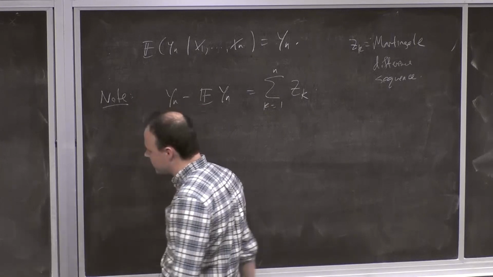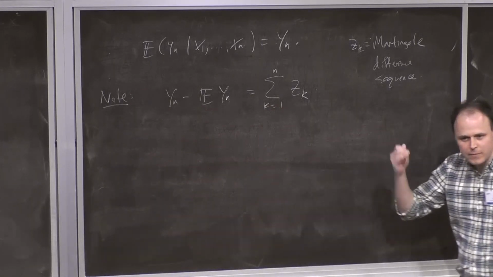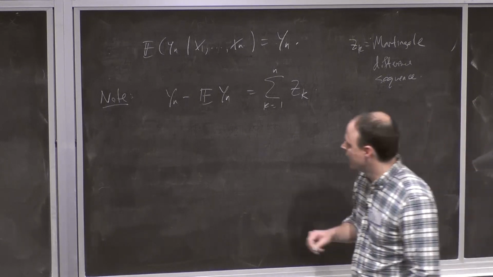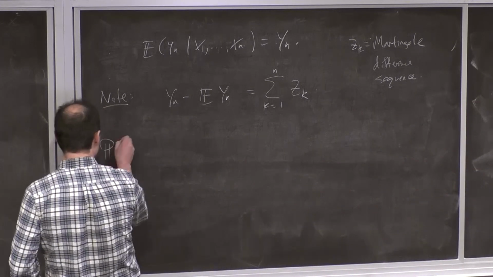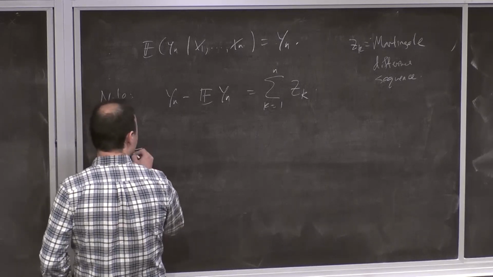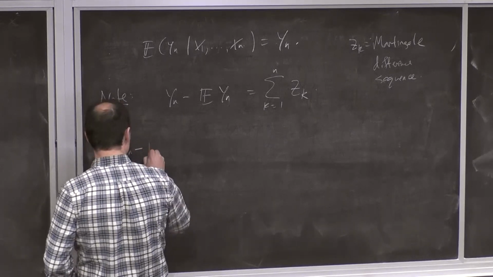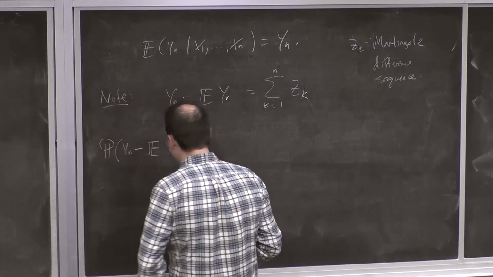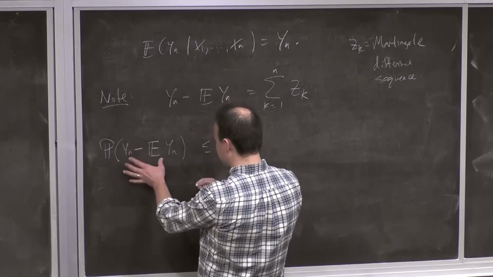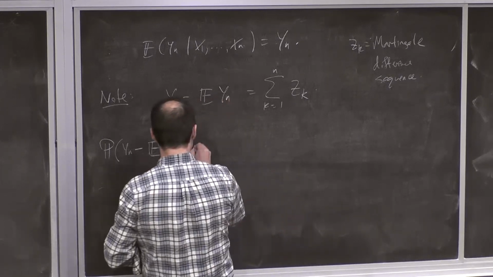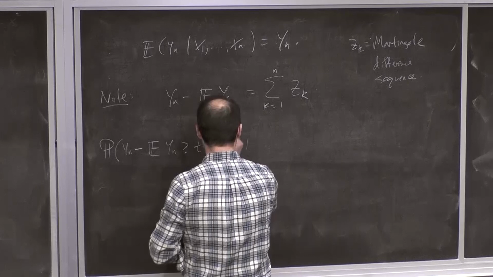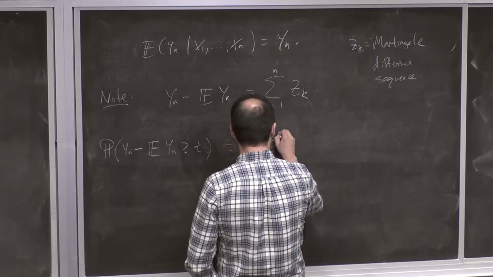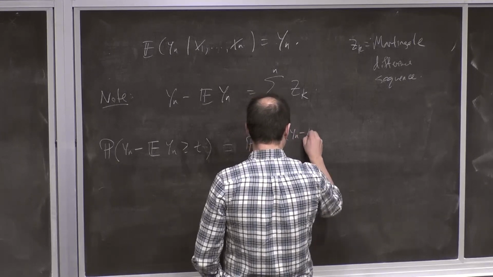And these zk's are called the Martingale difference sequence. Okay, so how do you prove this? Well, you just go through the exact same Chernoff bounding trick. There are a couple of steps that are a bit different along the way. So we're going to say the probability that yn minus expectation yn, so it's the same thing, I'm going to multiply both sides by s, this is bigger than t.